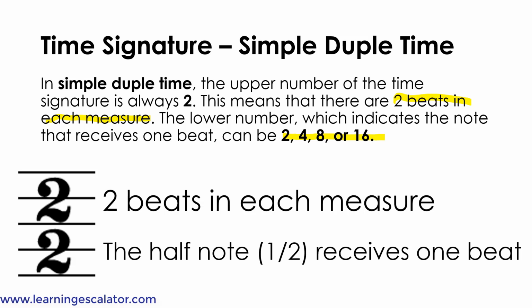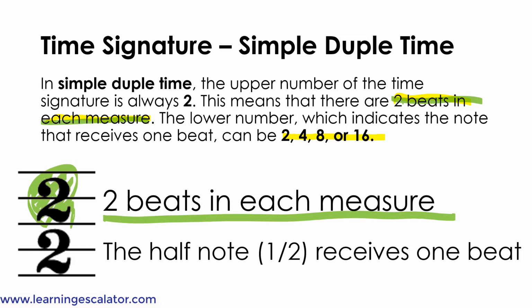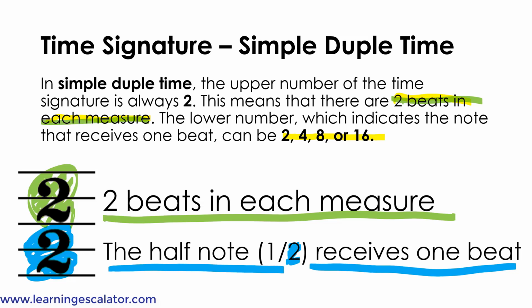So in this first example over here, it's 2 at the top. So the 2 at the top means that there are 2 beats in each measure. And the 2 on the bottom means that the half note, which is 1/2, receives 1 beat. So there are basically 2 half notes in each bar, but it doesn't have to be half notes.